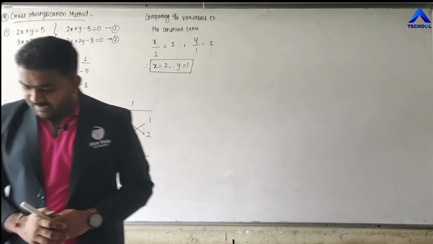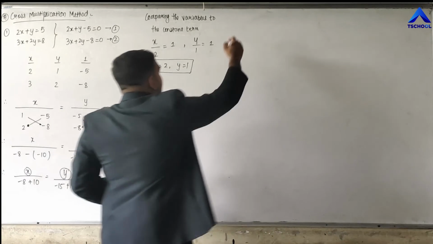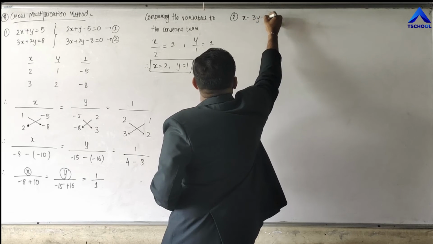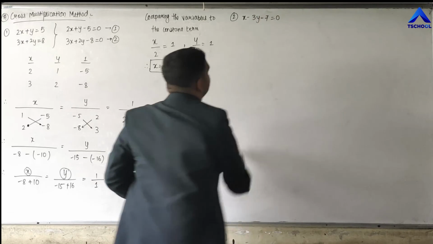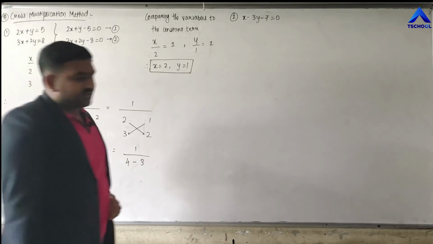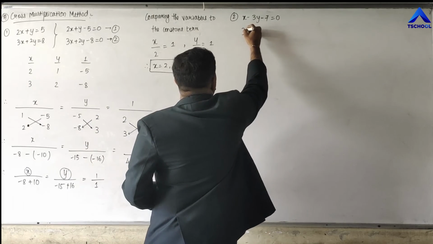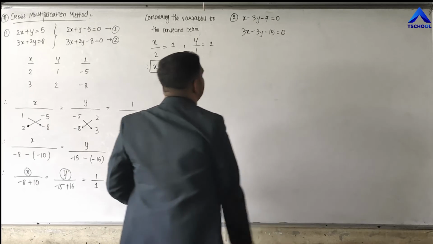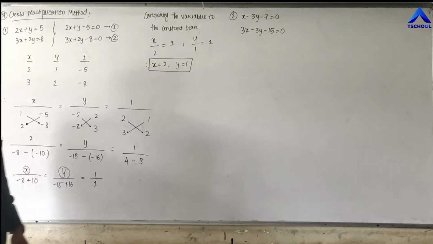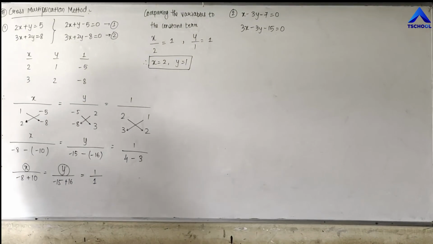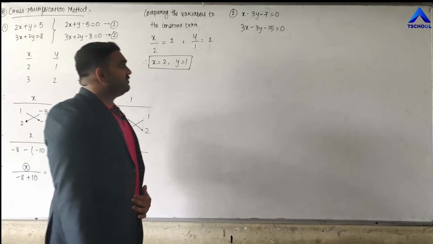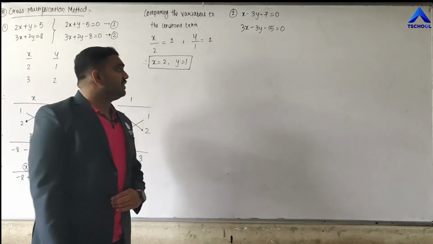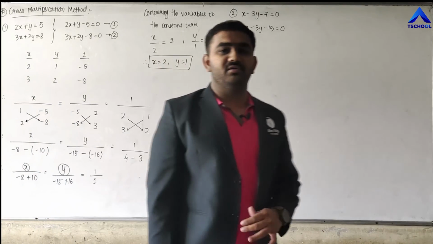Right. One more example I have with me is x minus 3y minus 7 is equal to 0 and 3x minus 3y minus 15 is equal to 0. So we have these equations given to us here: x minus 3y minus 7 equal to 0 and 3x minus 3y minus 15 equal to 0.